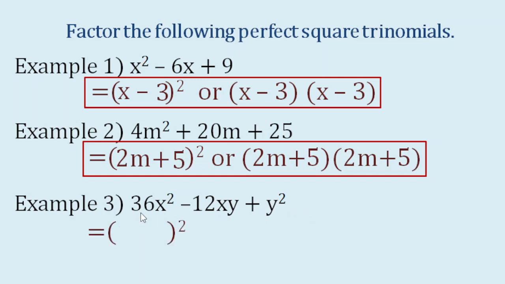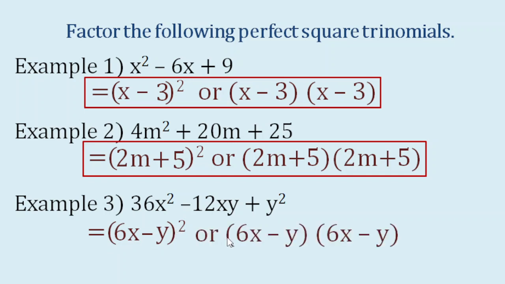Square root of 36x squared is 6x. Sign of the middle term, minus. Square root of y squared is y. So we have the quantity 6x minus y squared, or the quantity 6x minus y times the quantity 6x minus y. These are the factors.